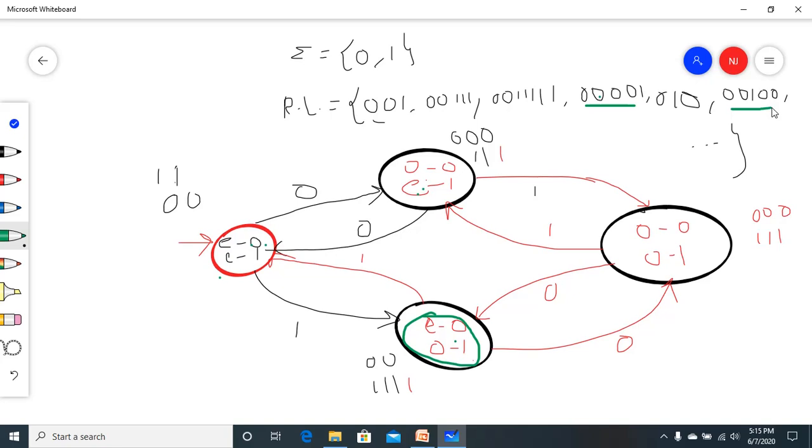Okay. Let me check another string. We are in the starting state, we read 0, we move to this state. In this state, we read the next alphabet 0, we move to the current state, then 1, we move to this state, then we read 0, then we move to this state, then 0. After the end of the string, we are in the final state.